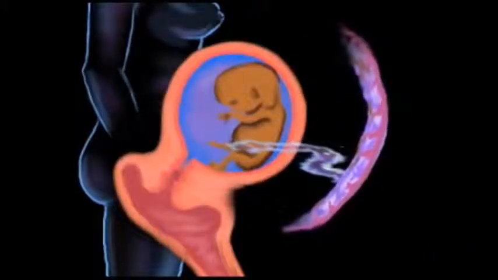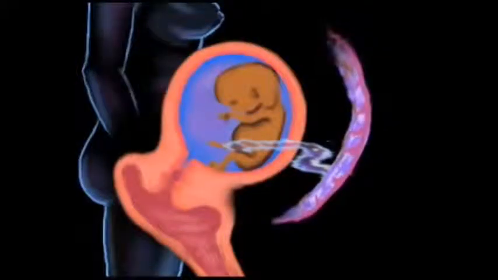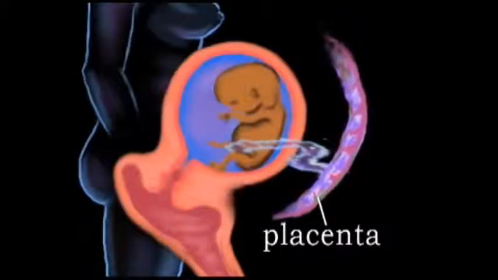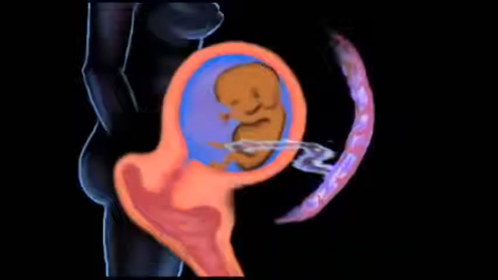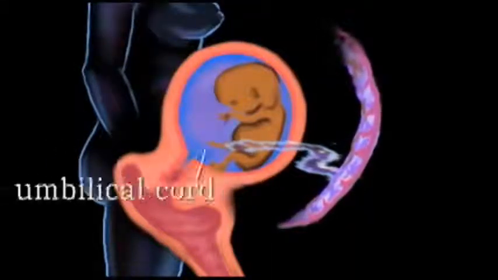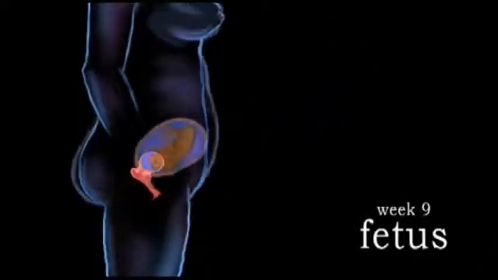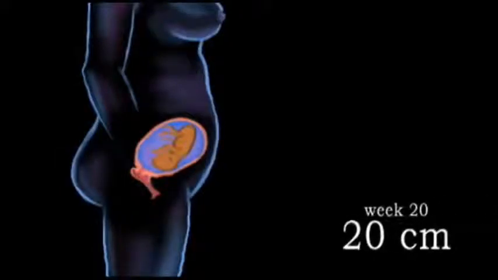A temporary organ implanted in the uterine wall and present only during pregnancy, called the placenta, provides the fetus with oxygen and nutrients and takes away waste such as carbon dioxide via the umbilical cord. Beginning at week 9, the embryo is called the fetus, and in week 20, halfway through the pregnancy, the fetus is about 20 centimeters in length.